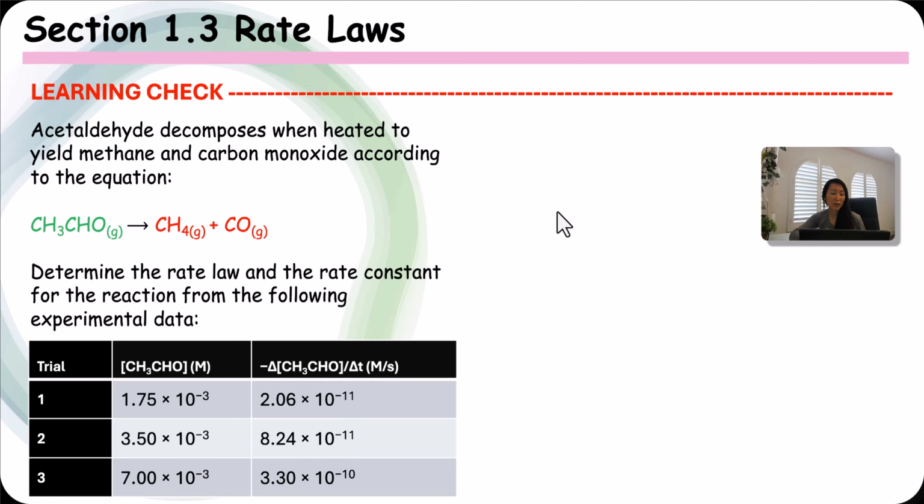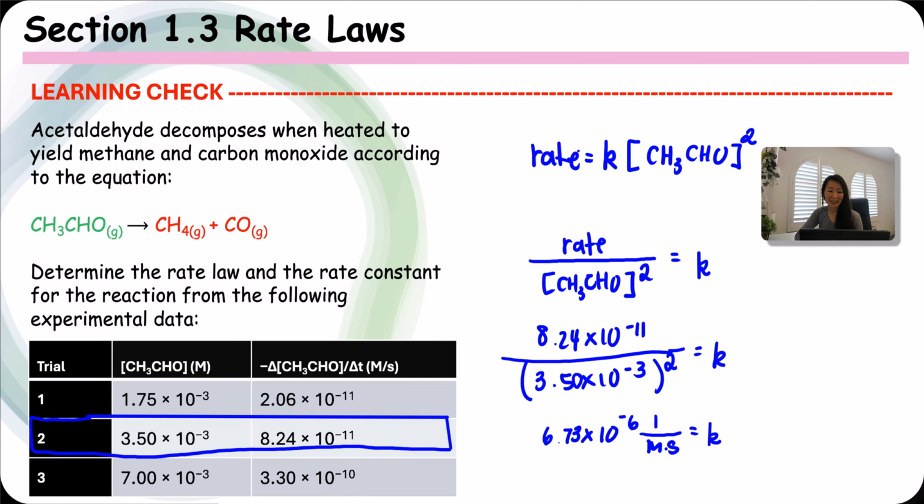The learning check shows acetaldehyde decomposing to methane and carbon monoxide. You're going to determine the rate law and the rate constant. So try this and come back and check the key. So here is the key. You'll notice that as concentration doubles, the reaction rate quadrupled, meaning that the reaction order for acetaldehyde is 2. So I have put 2. So the overall reaction order is 2.